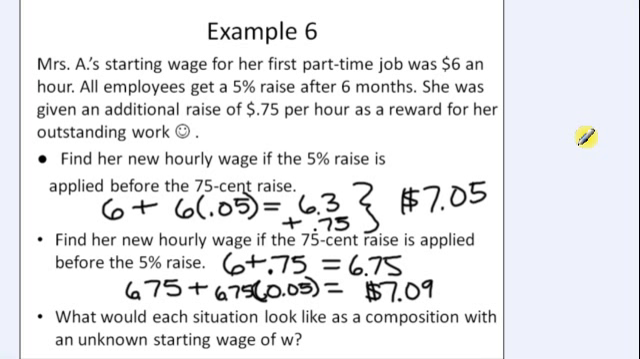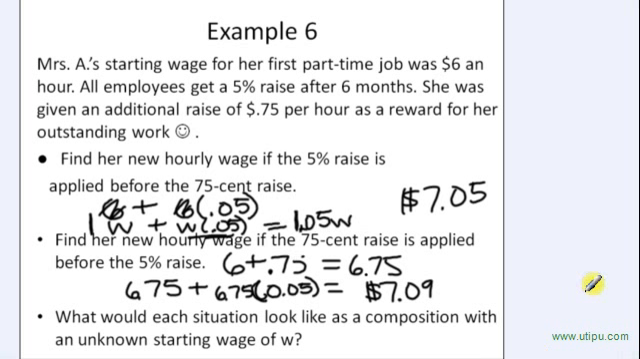Well, let's look at this in general. Do you think it'd always be 4 cents difference? Would it make a difference how much I started out making? Well, let's look if I have an unknown starting wage of W. So instead of 6 here, we're going to say W, plus W times 0.05. And let's simplify this as we go. W plus W times 0.05, well, that's 1W plus 0.05W. So that gives me 1.05W.